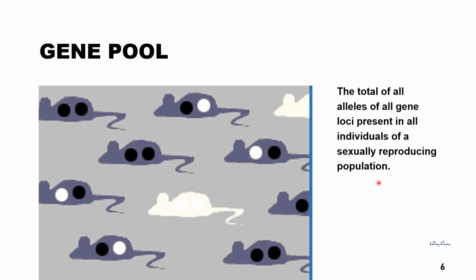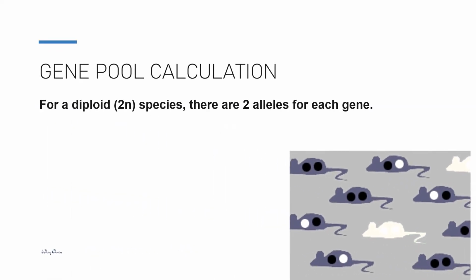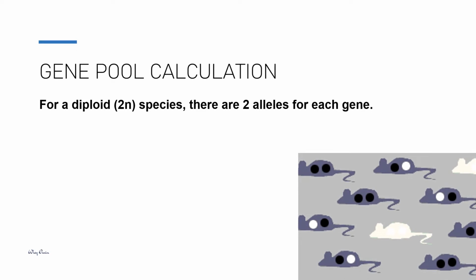A terminology we need to master in this topic is gene pool, which is defined as the total of all alleles of all gene loci present in all individuals of a sexually reproducing population. We may understand the definition of gene pool more easily through the gene pool calculation.